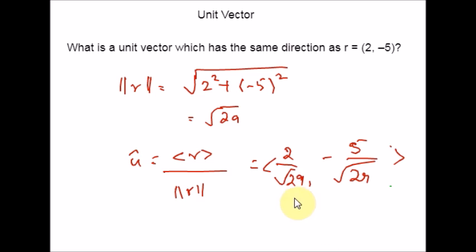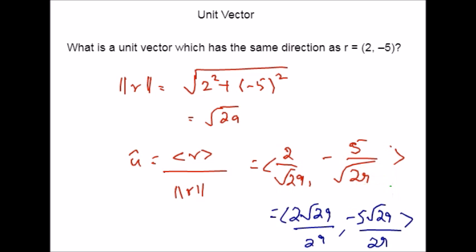It is always advisable to write the answer with no square root in the denominator. So how to get rid of this? Multiply both numerator and denominator by square root of 29, just like rationalizing. So you'll get 2 square root of 29 over 29 and 5 times square root of 29 over 29 (with the negative sign). That's it for this example. Hope you're clear with this one.